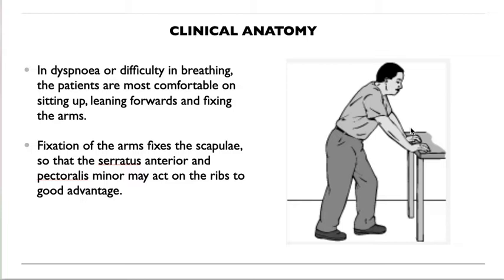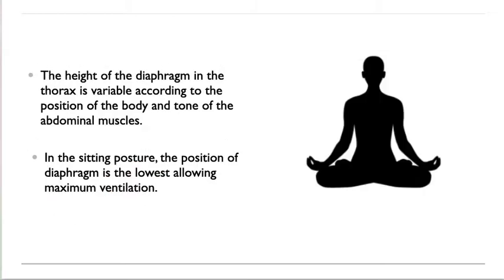Now, if the patient is experiencing dyspnea or difficulty in breathing, they are most comfortable while sitting up, leaning forward and fixing the arms. Fixation of the arms fixes the scapulae so that the serratus anterior and the pectoralis minor may act on the ribs to good advantage.